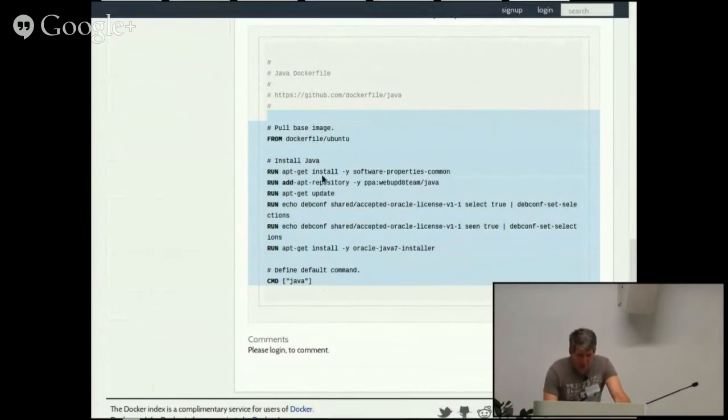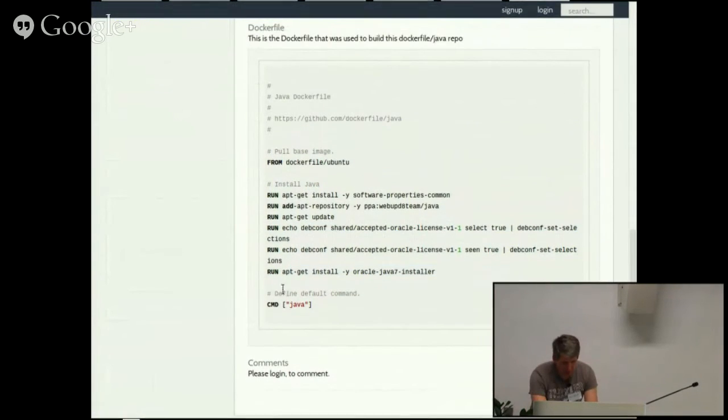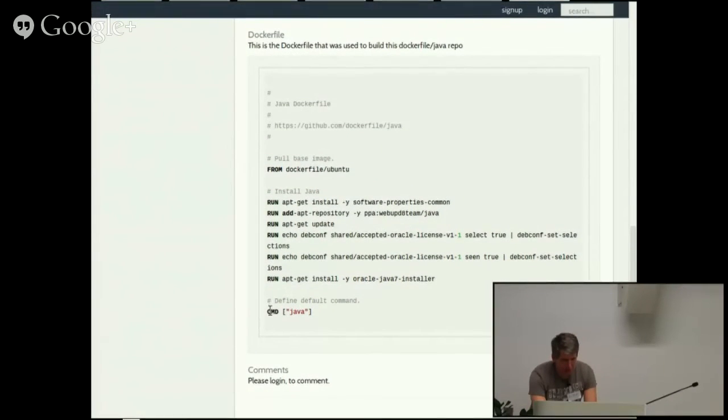So that's your simple Dockerfile, and it pretty much just says, this is my starting image. So in this case, it's starting from a standard Ubuntu image, and from that Ubuntu image, it pretty much just says, install this software, install that software, run this command, run that command, and install Oracle. And then this sets the default command for when this image is run.